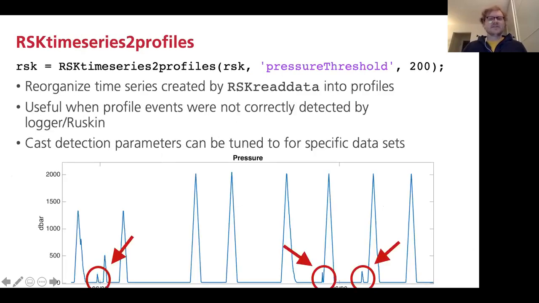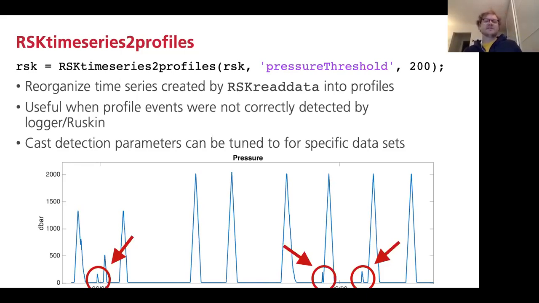I'm going to skip this one for now, but the very short explanation is that if you read the data as a time series, but then want to convert it to profiles, we've made a function for that too, called time series to profiles. This one's particularly useful if you know that the logger or Ruskin did not do a good job of detecting profiles because of the soak period, or maybe you're soaking the CTD on the vessel and it was very wavy. In that case, RSKtools or Ruskin will not do a great job of choosing actual profiles.